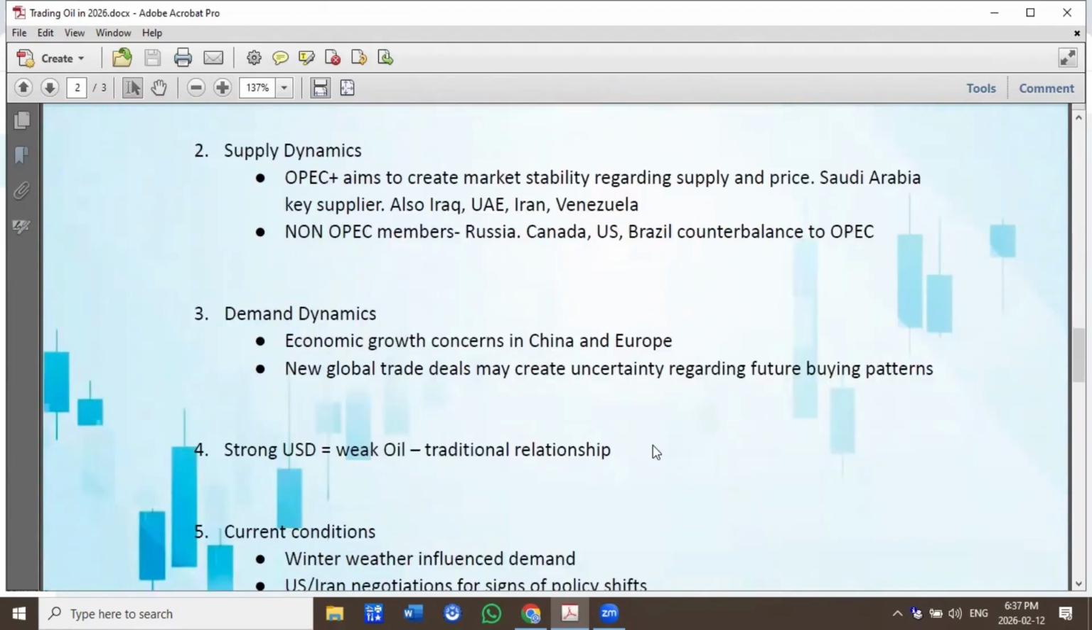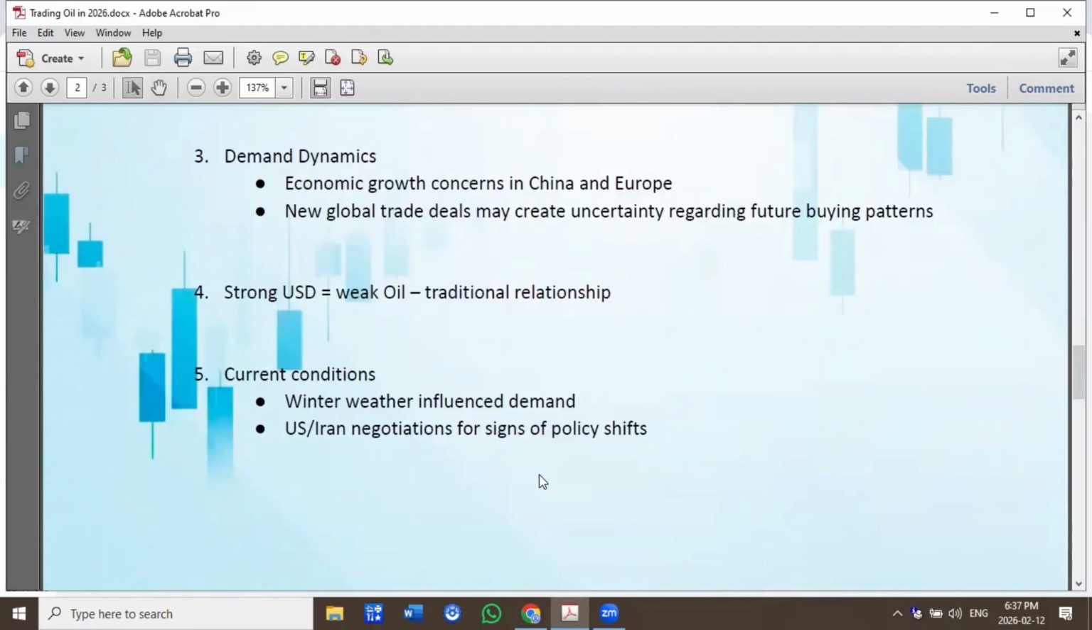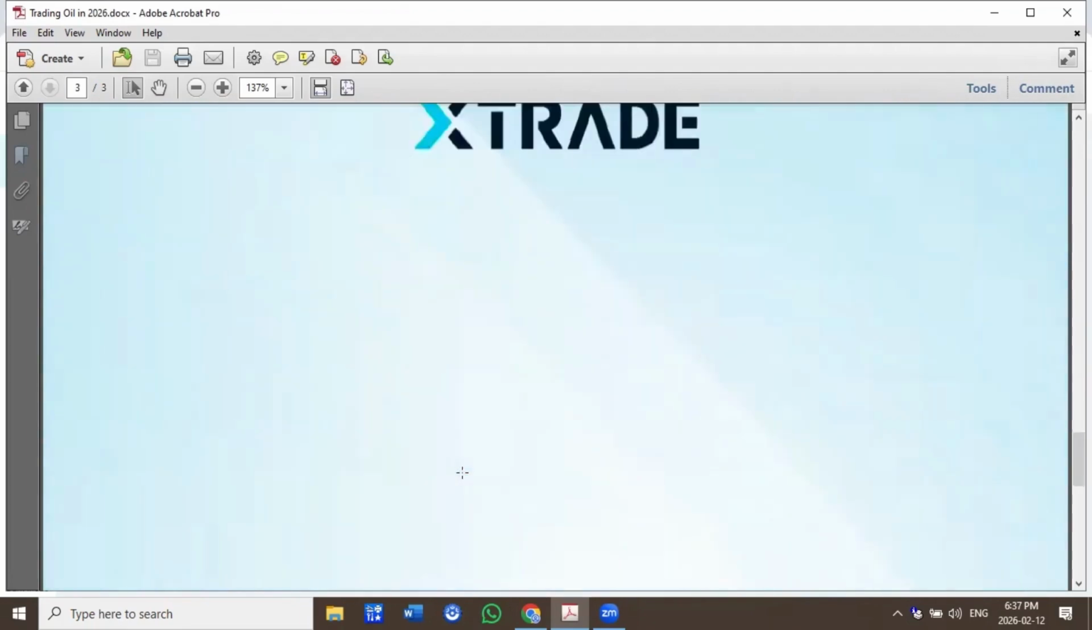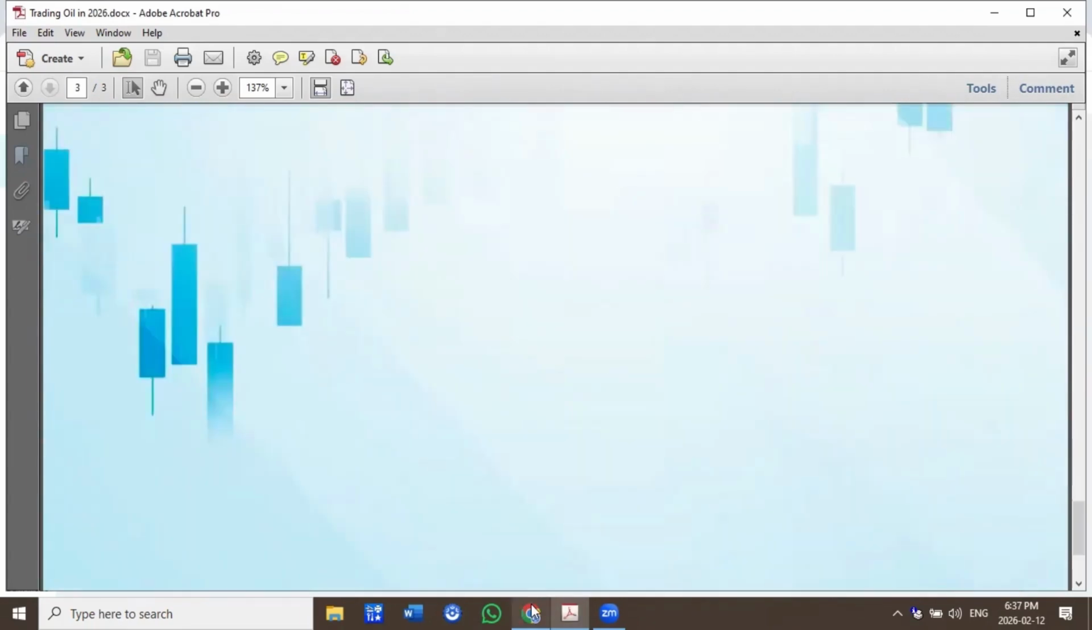The demand, one of the key influences demand-wise would be economic growth concerns in China and in Europe, particularly relating to Brent, and new trade deals which could create uncertainty regarding future buying patterns. Current immediate influences would be the winter weather and what is going on right now with US-Iran negotiations, exactly the way we saw things play out today. I want to get the charts up for you.